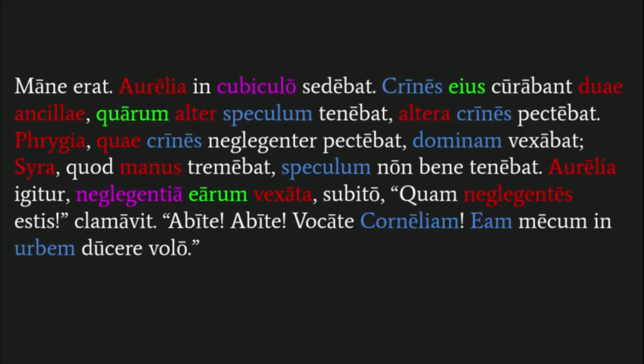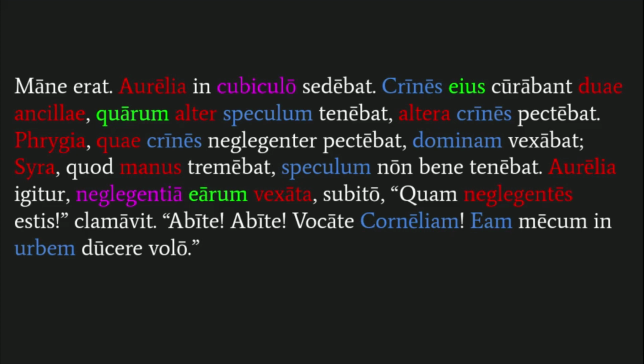Syra, quod manus tremebat, speculum non bene tenebat. So Syra, because her hand, her manus tremebat, was shaking, right, was trembling, non tenebat, she was not holding well, bene, the mirror. Or you could say she was not holding the mirror well. So Syra has her hand shaking, and she's not holding the mirror very well. And Phrygia, the other slave woman, is combing the hair carelessly, right? So they're not doing a good job.